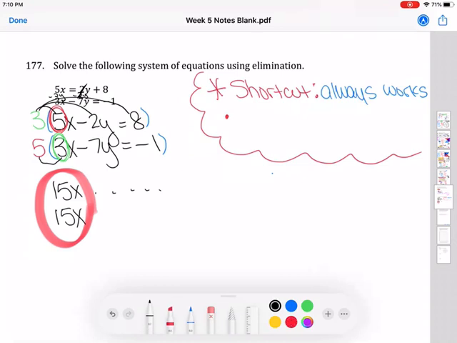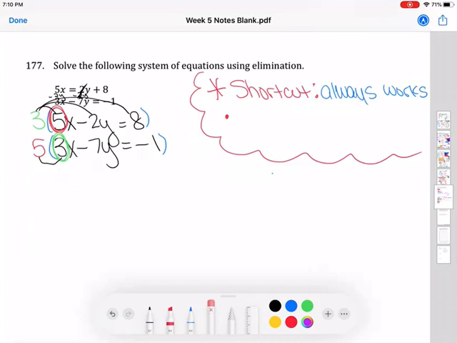Shortcut always works. The only other thing we need to include here is the fact that these 15x and 15x being identical won't cancel. You need one of them to be negative. It does not matter which one you make negative, as long as one of them is, so that ultimately they end up canceling. So I know that's a lot, but the shortcut, very easy, works every single time. I'm going to make the 3 negative. Again, it doesn't matter which one you make negative, as long as one of them is negative and one of them is positive. By doing the shortcut, you're always going to have opposites here, and they'll always cancel.